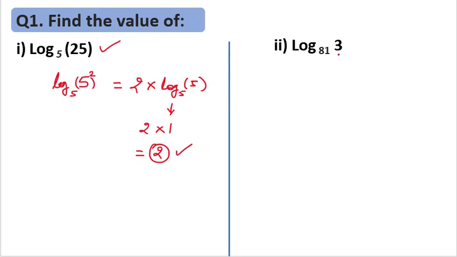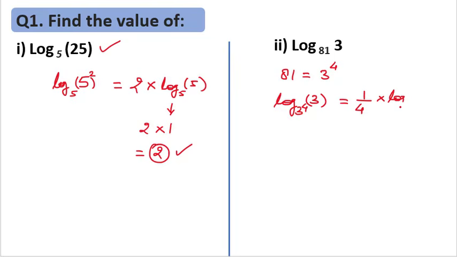It is log 3 to the base 81. Now, how can you write 81? Can you write 81 as 3 to the power 4? Right? So, I can write this as log 3 to the base 3 power 4. Now, my power is actually in the base. So, what happens here? Whenever the power is in the base, we learnt that it comes out as 1 upon the number. So 1 upon 4 it comes out to be, right?